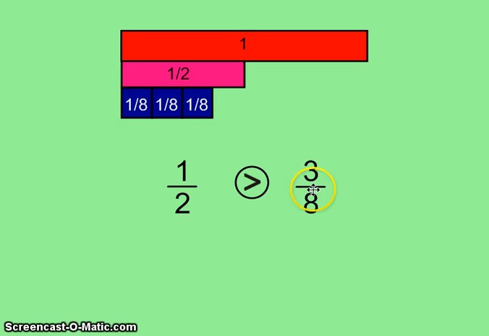Even though 3 is bigger than 1 and 8 is bigger than 2, I have to remember that I'm not thinking about whole numbers. I'm thinking about how a one whole has been divided into smaller parts. So even though these individual numbers are larger, as a fraction, they are less. 3/8 are less than 1/2.